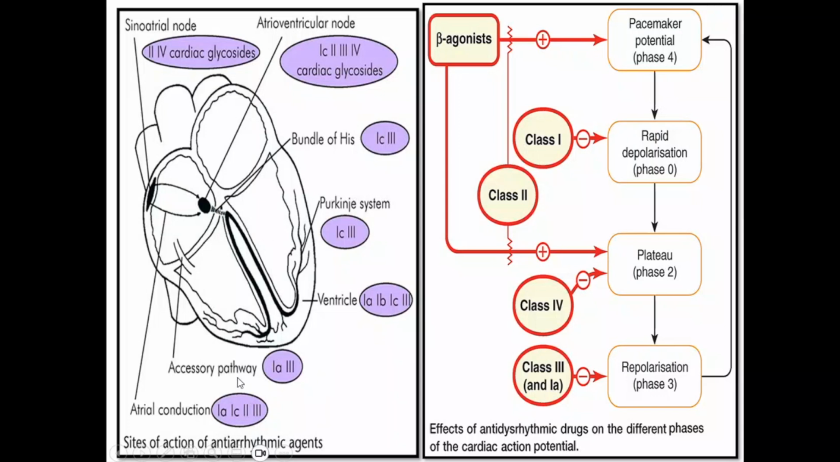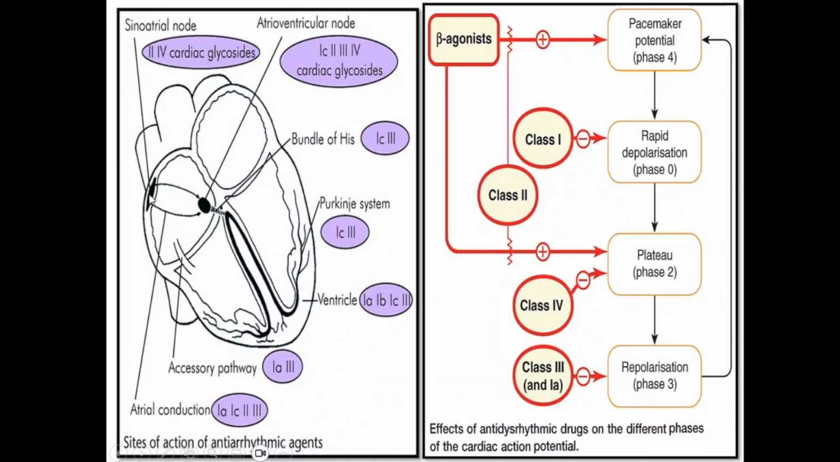Where do they act in the heart anatomically? We can see class 1A, 1B, 1C all mainly act at the bundle of His and the Purkinje fibers, the atrial conduction, the conduction pathway. Whereas your class 2 and 4, the beta blocker and calcium channel blocker, block the sympathetic activity. So that's why they directly affect the sinoatrial node, thus reducing the rate.